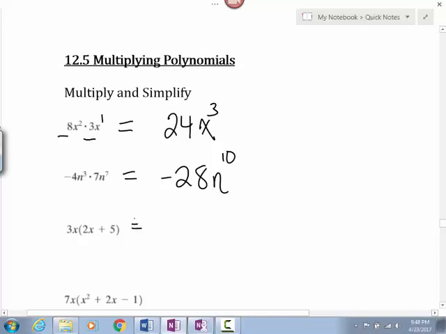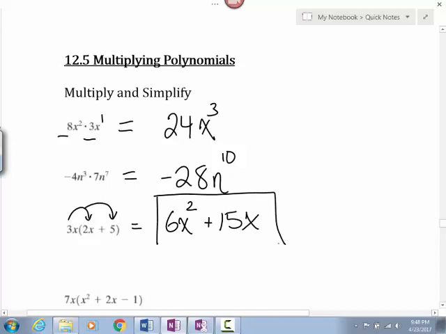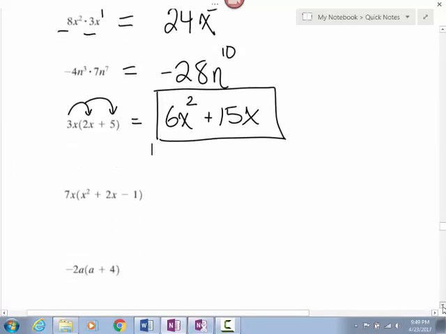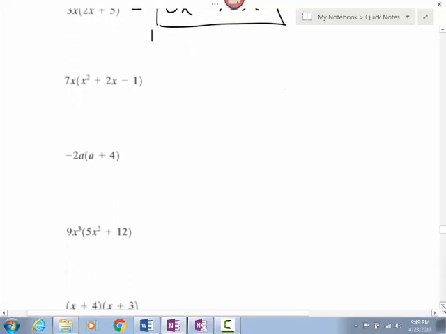Good. In this next problem, we're going to go ahead and distribute our 3x to both terms. So 3x times 2x is a 6x squared. 3x times 5 is a positive 15x. And we cannot combine those anymore because they're no longer like terms. So let me scroll down here and let's try these next ones.